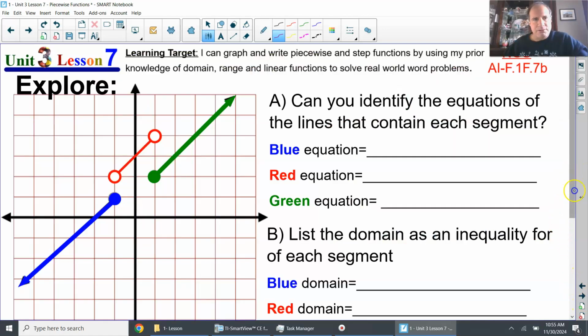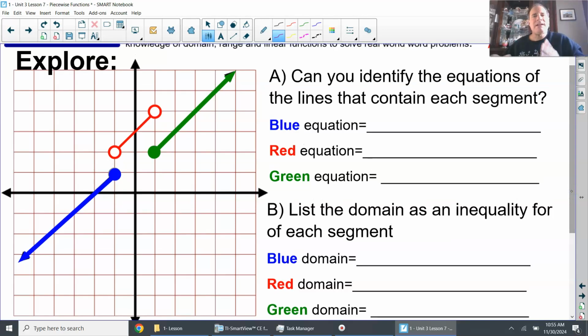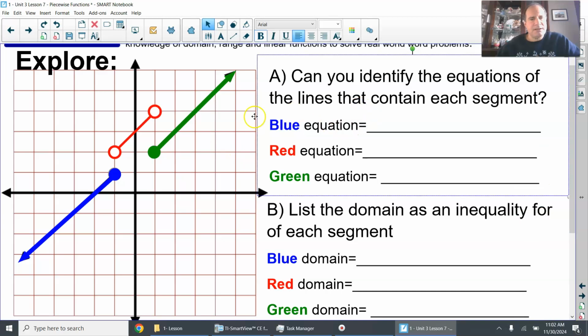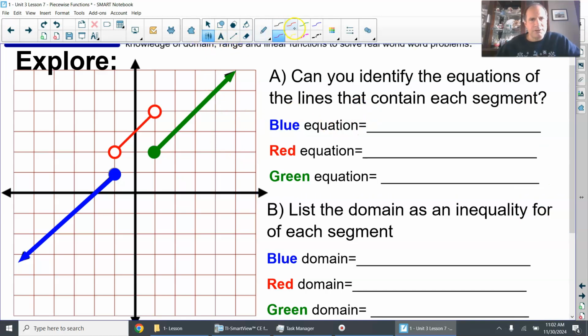So this is our first explore. Can you identify the equations of the lines that contain each segment? Okay, so we are going to basically take the equation first. Let's see if we can get the equation. The blue line is clearly a rise of 1, a run of 1. And I want you to think of everything from left to right. So this has a positive slope. This blue line has a positive slope.